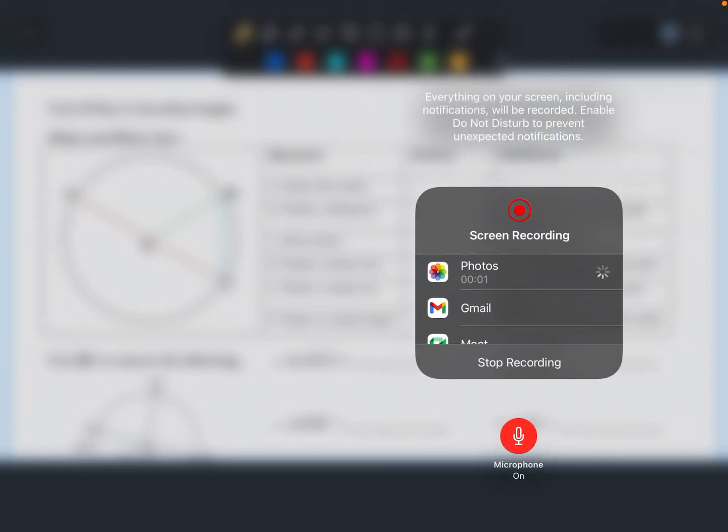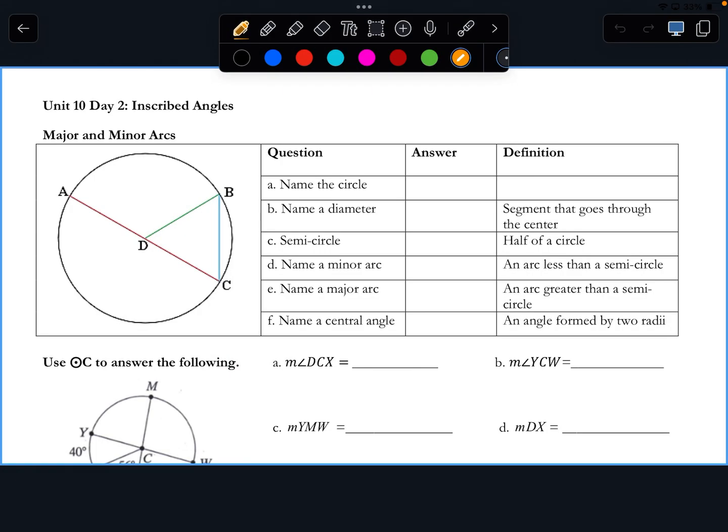So, name the circle. Whoop, we did that already. So what you do is you put a little circle with a dot in there, and then you name it circle D because that's the name of the center, D. Okay, so there you go. Circle D. All right, name a diameter.